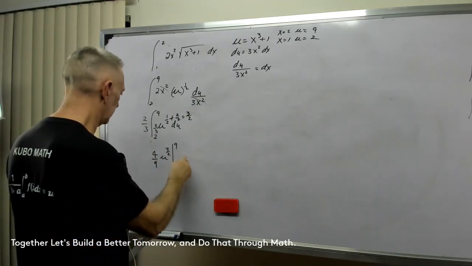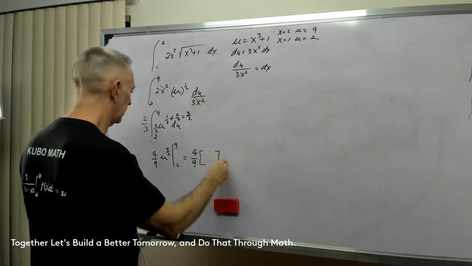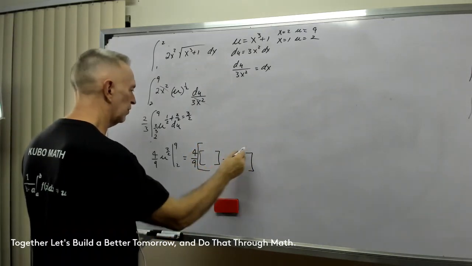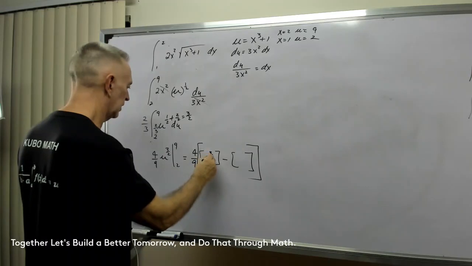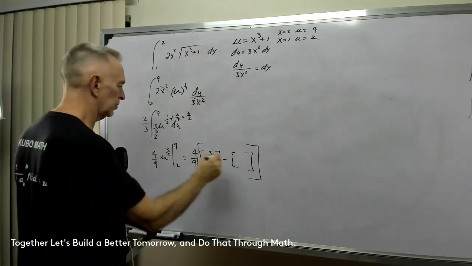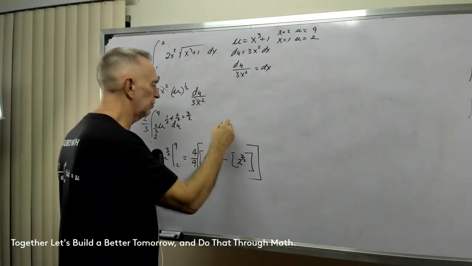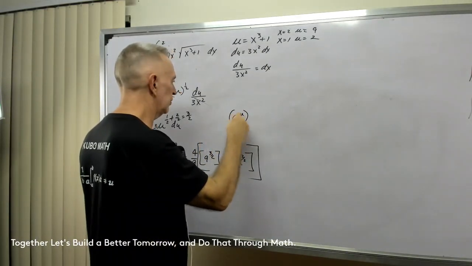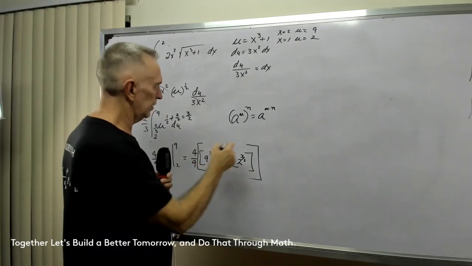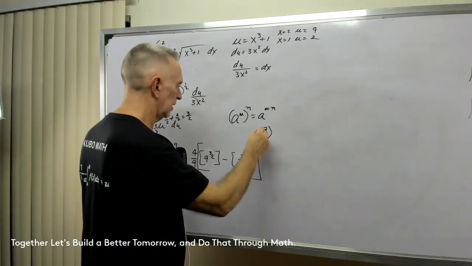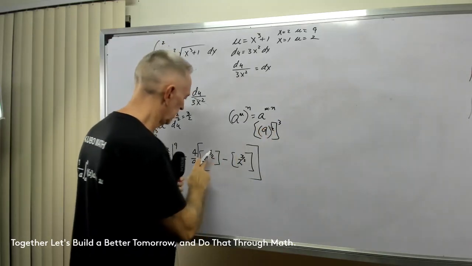Alright, let's see what that does for us. 4 over 9, and now I have this situation. Of course, 4 over 9 is multiplied to all of that. So I have 9 to the 3/2 minus 2 to the 3/2. Well, if you remember the rule, if I have a to the m raised to the n, that's a to the m times n. Well, I have that situation here. I have 9 to the 1/2 raised cubed. That's what to the 3/2 is.